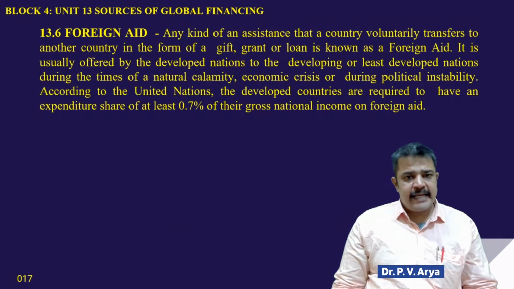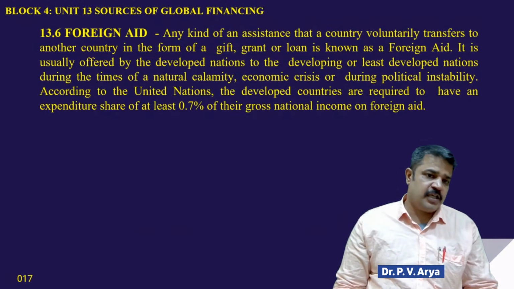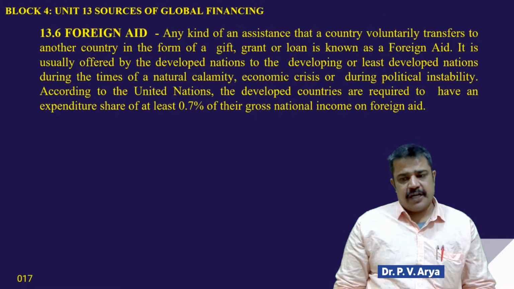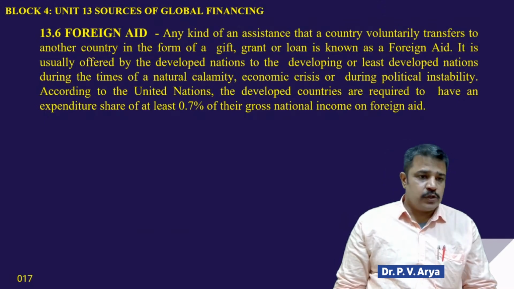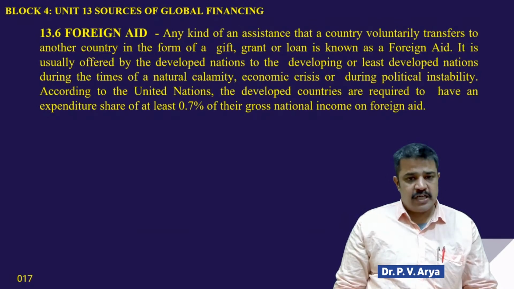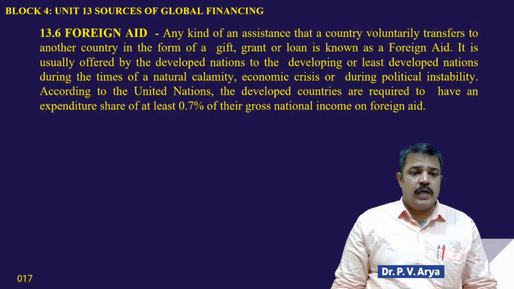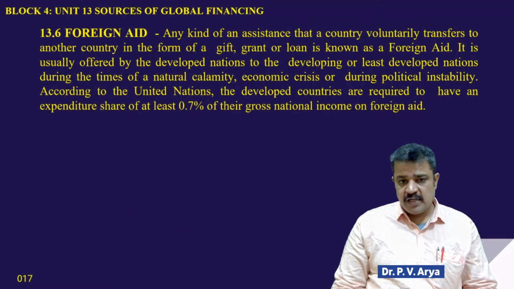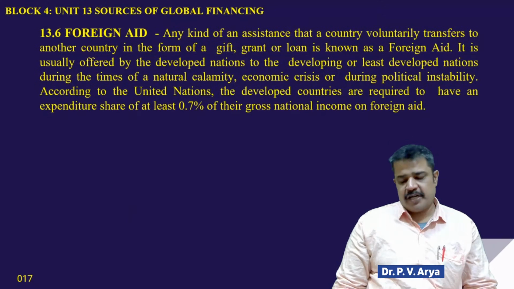So it is any kind of assistance that a country voluntarily transfers to another country in the form of a gift, grant, or loan, known as foreign aid. It is usually offered by developed nations to developing or least developed nations during times of natural calamity, economic crisis, or political instability. According to the UN, the developed countries are required to have an expenditure share of at least 0.7% of their gross national income on foreign aid.